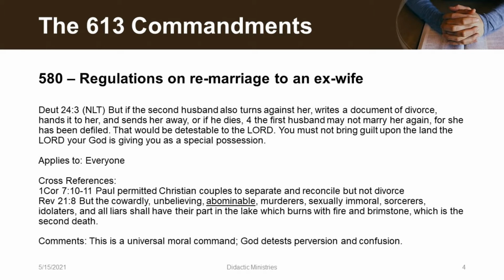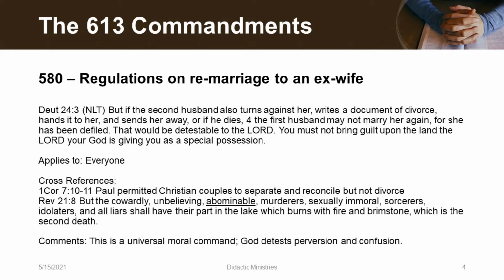This is a general moral command that applies to everyone. Once a couple divorces and marries another partner, they can never go back to their original spouse. God wants couples to work through their problems and reconcile rather than divorce. But if they choose the path of divorce, they cannot go back together again.